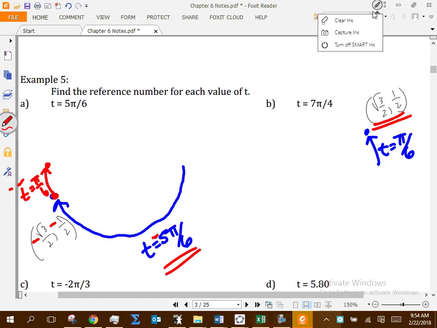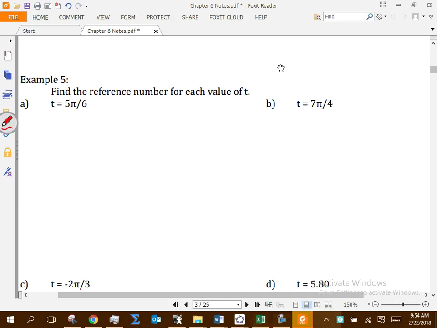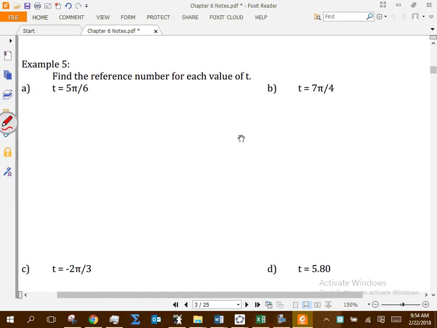So some examples here when they're asking you to find the reference number. If I just did 5 pi over 6, the arc would be right there. How much further do I need to go? We always want to try to get to the x-axis. So how much further does that have to go to get to the x-axis? Pi over 6. Okay, let's go 7 pi over 4.